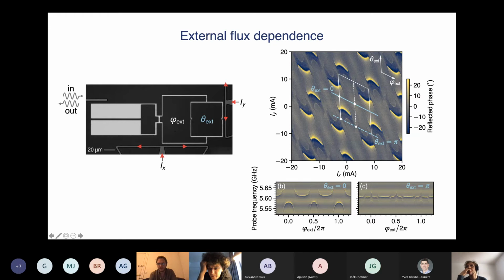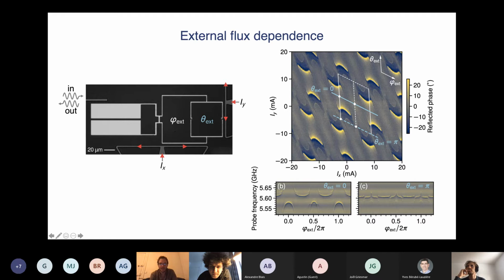Here, the horizontal axis is Ix and Iy. We see these butterfly type features, which are periodically repeating. In addition to the periodicity, there are 4 different points of inversion symmetry. From the Hamiltonian, we also expect there to be 4 different points where the Hamiltonian is even, so where the spectrum is expected to be inversion symmetric. These correspond to theta external and phi external being 0 or pi.